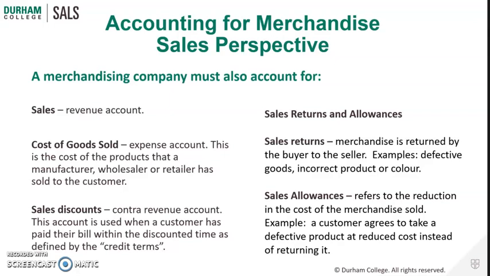Sales return pertains to merchandise that is returned by the buyer to the seller, and examples include defective goods, incorrect product, or color. Sales allowance refers to the reduction in the cost of the merchandise sold. An example is a customer agrees to take a defective product at a reduced cost instead of returning it.